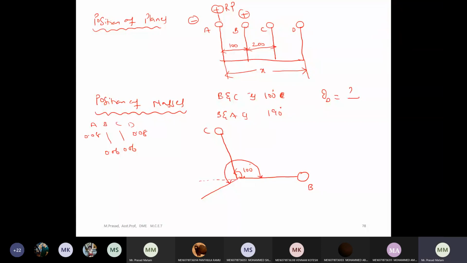This is the total angle, which is 190 degrees. This is for plane D. You know B is rotating at 60 mm radius of rotation, C is also at 60 mm, and D is at 80 mm. With respect to plane B, you are supposed to find out the angle theta D.